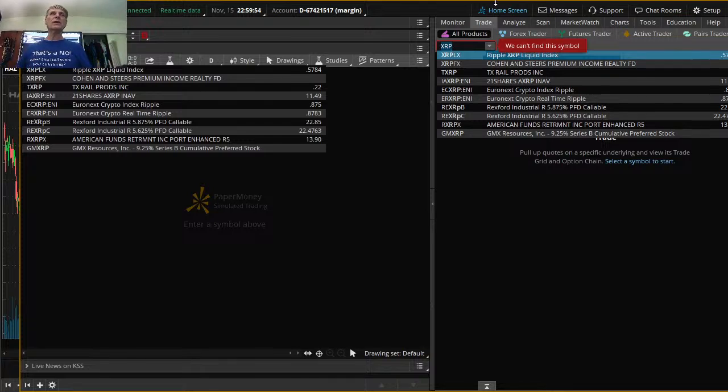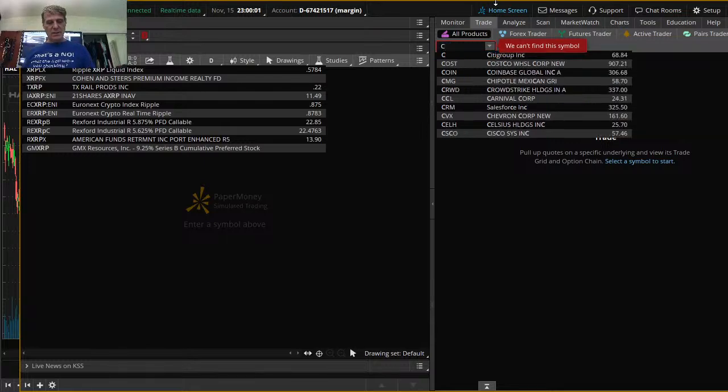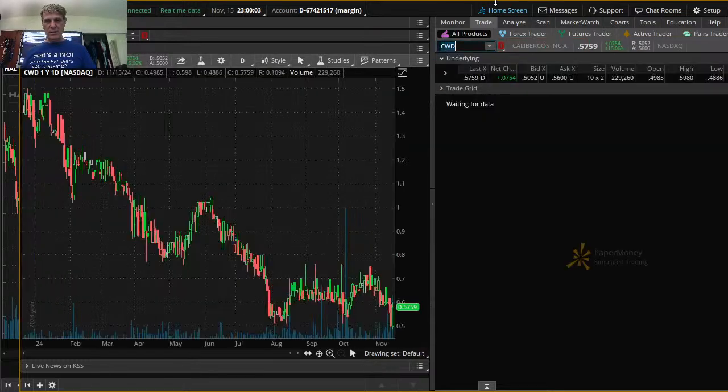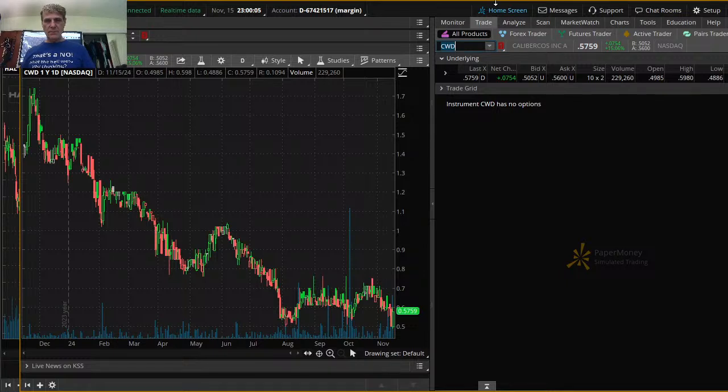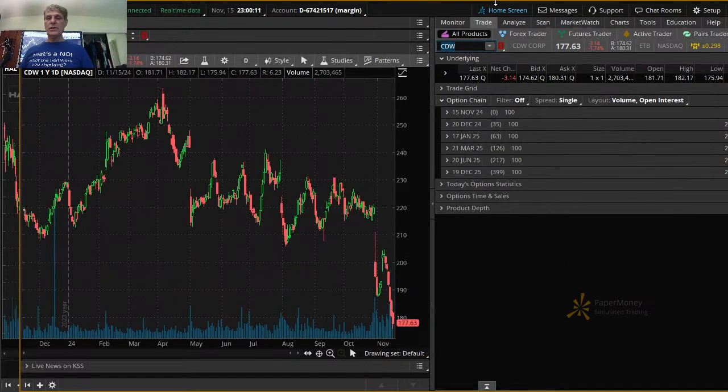Ooh, Seattle Real Estate wants to chime in with CWD. What the heck is that? CWD. No dividends. Oh, CDW. Totally different corporation. Monthly. No. ConocoPhillips. Didn't we take a look at ConocoPhillips already?